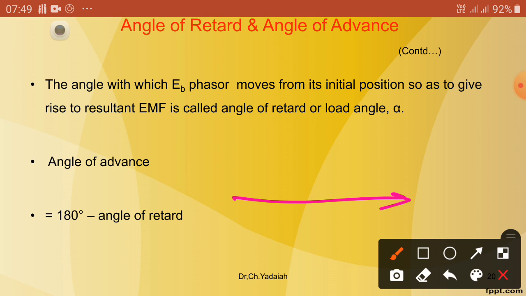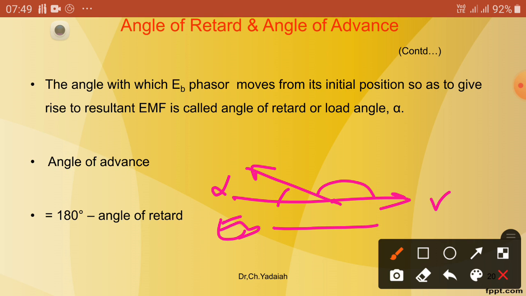This is the normal V, this is the EB. Then alpha is equal to 0. Now, second case, EB is raised by some alpha. Then there is a resultant ER. And here alpha is the angle of retard, whereas this angle is known as the angle of advance.